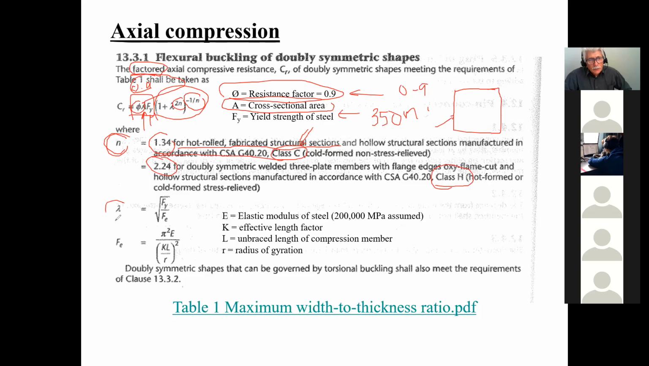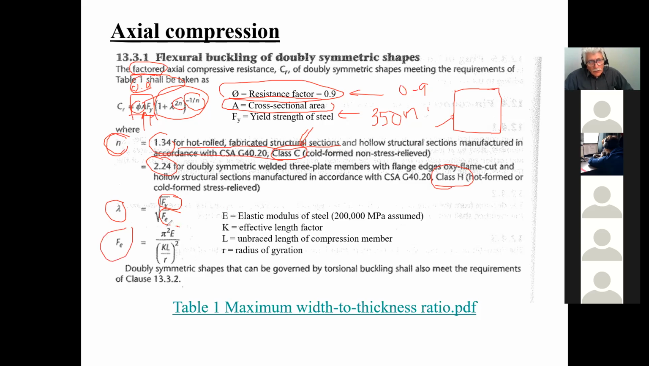Now, lambda is basically the strength of your steel divided by what they call the... Fe is the, what is it called? I'm trying to remember off the top of my head. Fe is the Euler's buckling resistance, okay? And of course, this is how you calculate Fe.